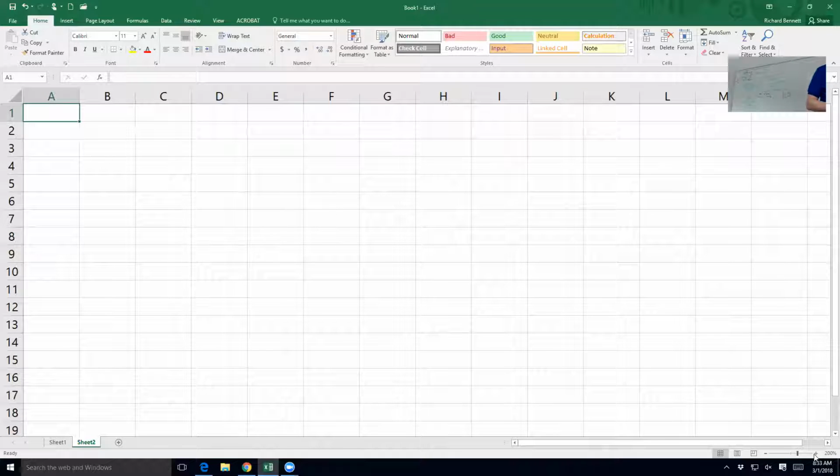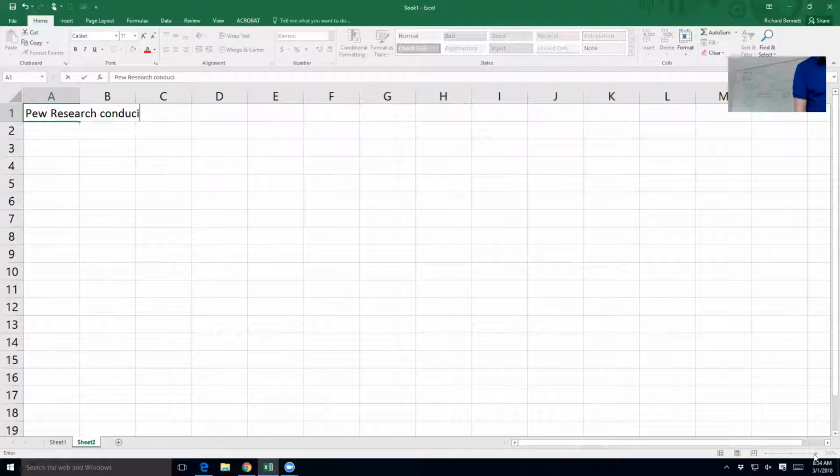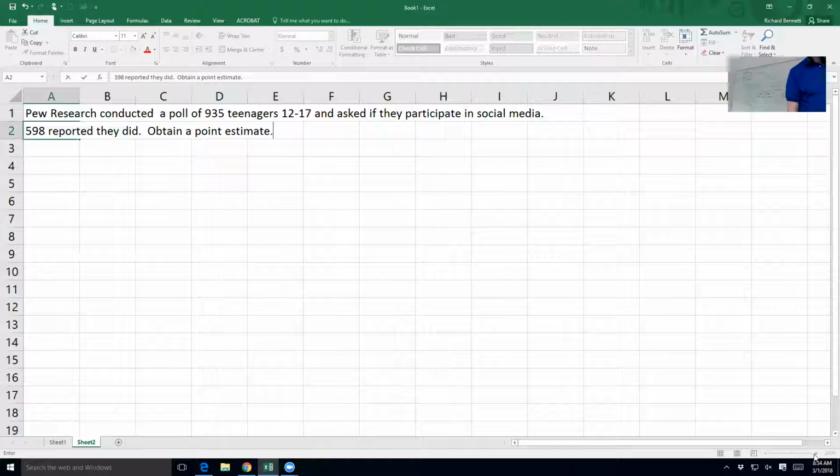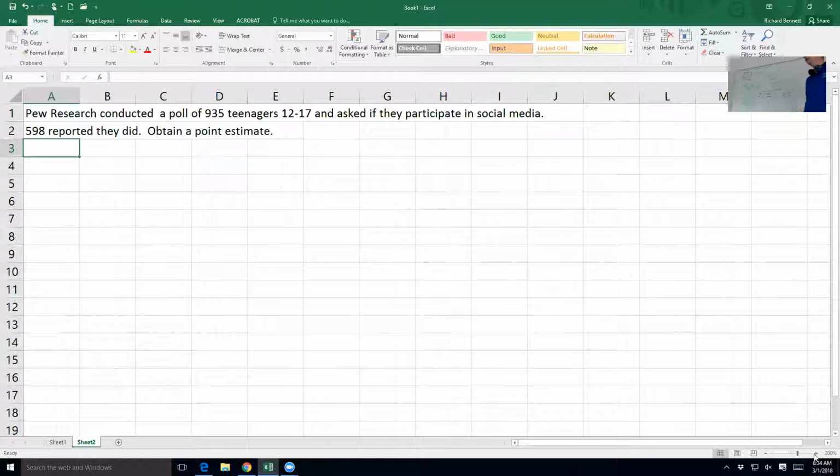All right, so Pew Research conducted a poll of 935 teenagers, 12 to 17, and asked if they participate in social media. 598 reported they did. Obtain a point estimate. Now that's kind of a generic term to say, what percent did they get?